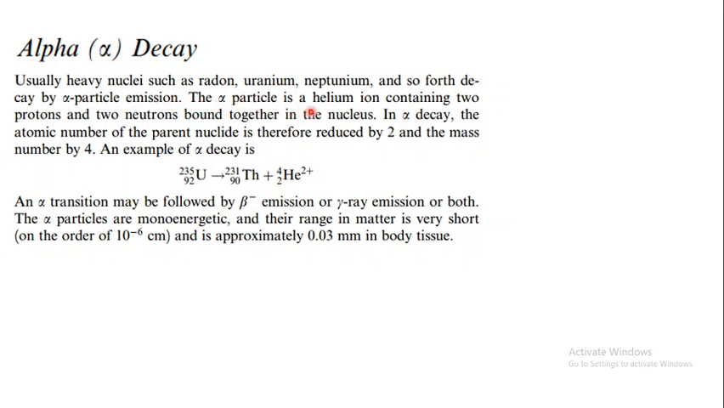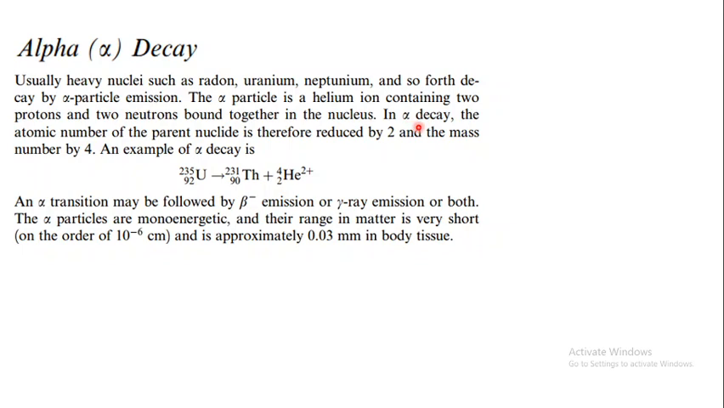The alpha particle is a helium ion containing two protons and two neutrons, but no electrons. This is a helium nucleus, not a helium atom. So an alpha particle is a helium nucleus, meaning there are the same nucleons inside the alpha particle as in the nucleus of a helium atom, but together in the nucleus.